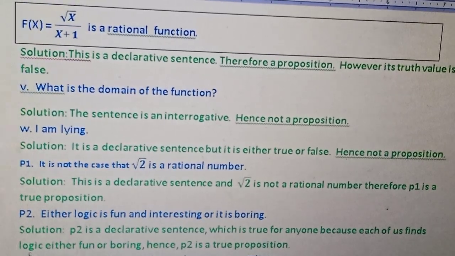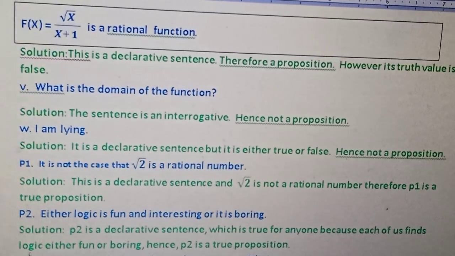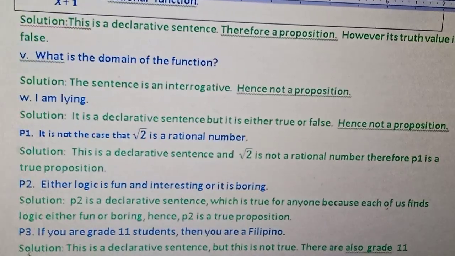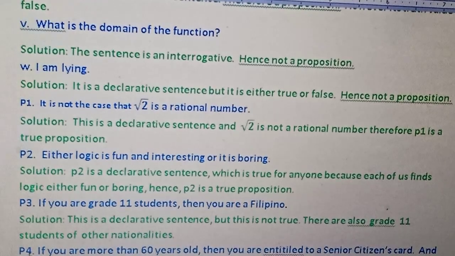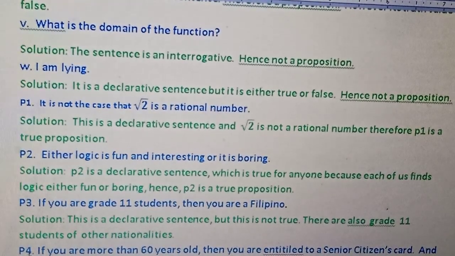Next, V. What is the domain of the function? You are asking a question, so the sentence is an interrogative sentence, hence not a proposition. W. I am lying. Solution. It is a declarative sentence, but it could be true or it could be false. Hence, not a proposition. So, not a proposition.